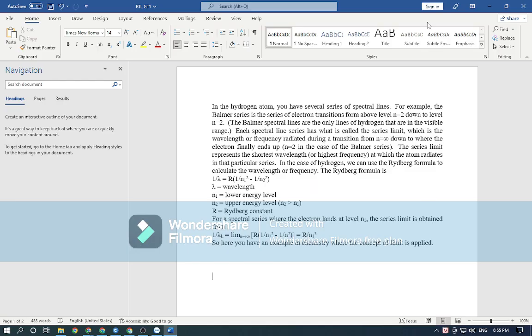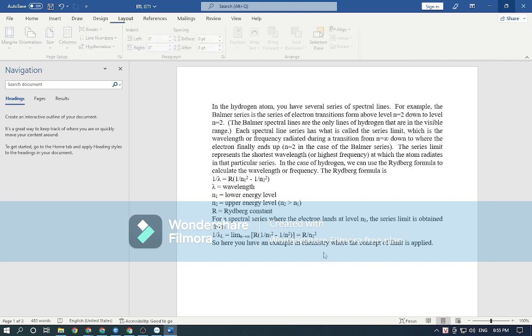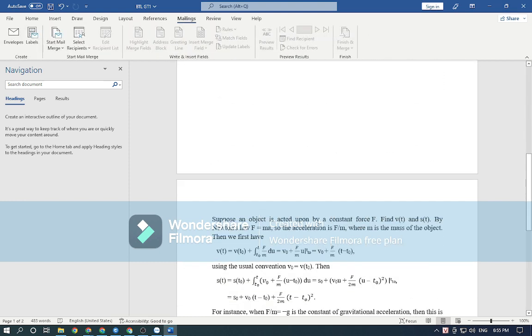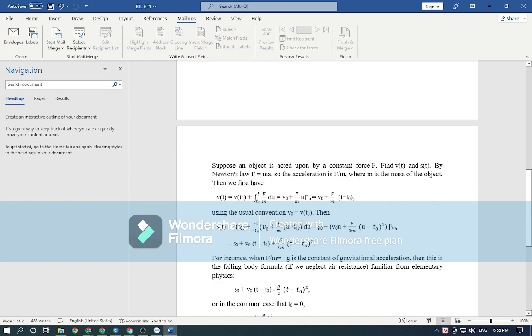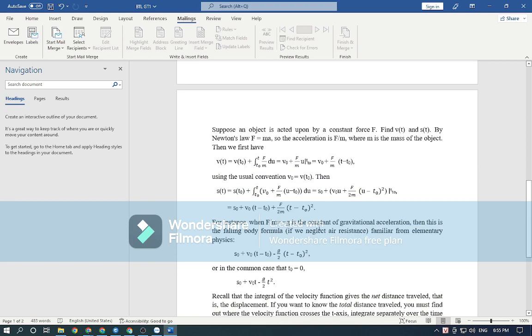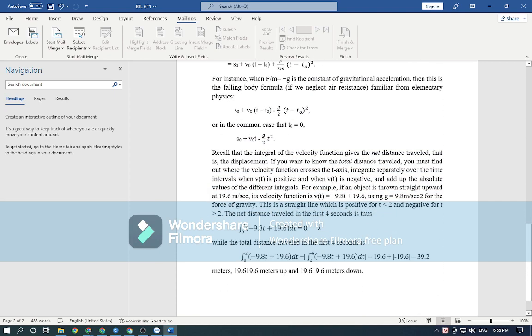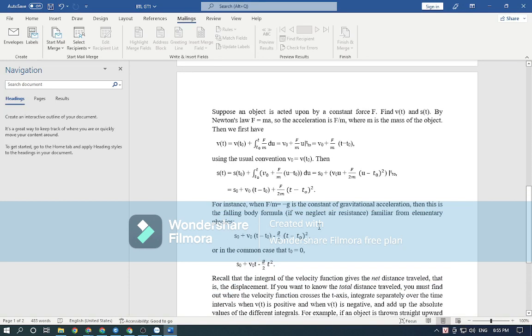Hi everyone, today I will introduce the two topics I chose for our project. First, I chose something that relates to my major, because my major is food technology, so I chose a topic about chemistry. In the hydrogen atom, you have several series of spectral lines. For example, the Balmer series is the series of electron transitions from a higher level n down to level n equal to 2. The Balmer spectral lines are the only lines of hydrogen that are in the visible range.